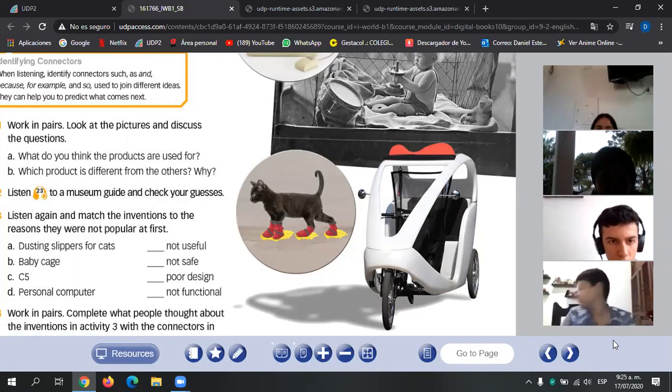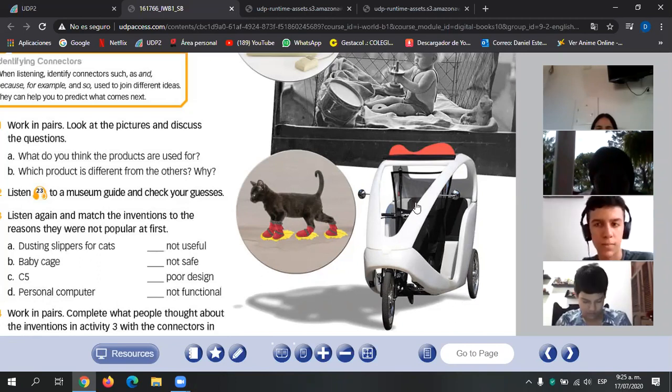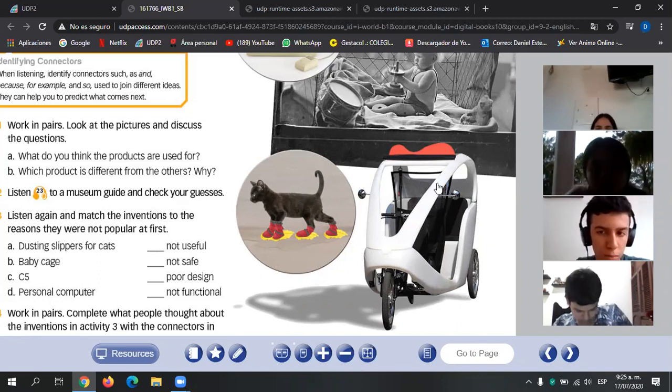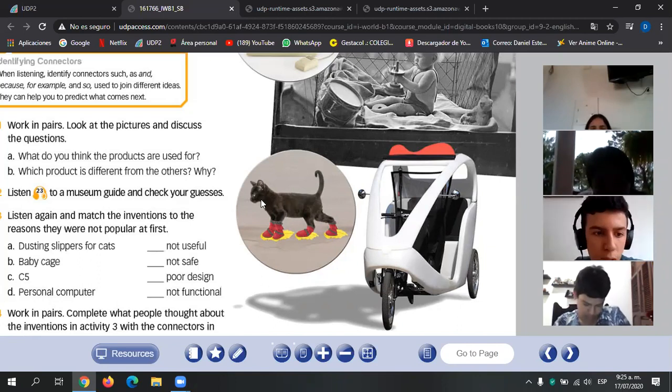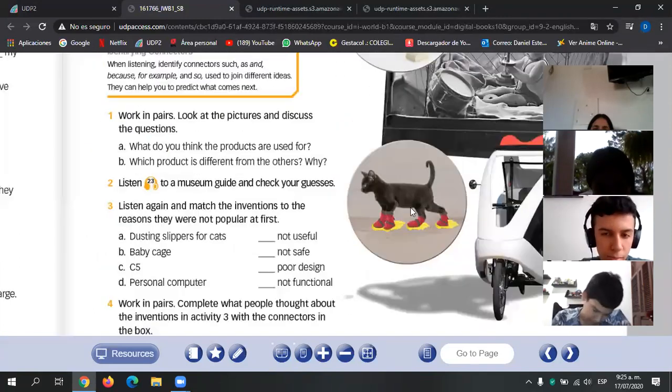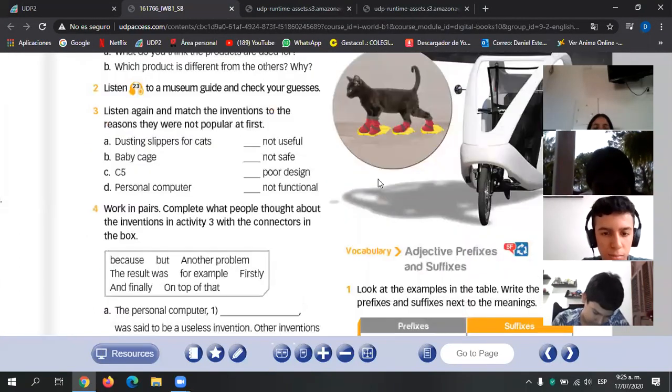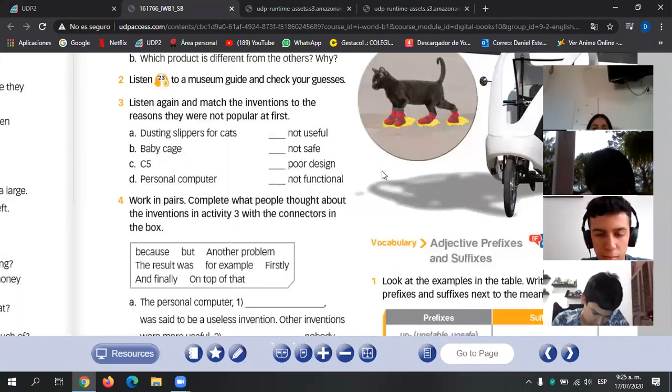Well, Juan Diego Vélez, are you there? What do you think this object was made for? This object was used for transportation. Yeah, for transportation. That's a nice option. Okay, very good.